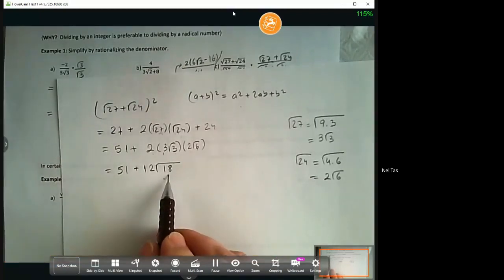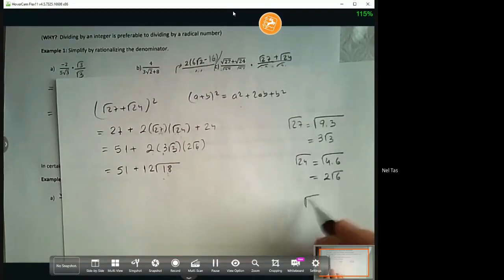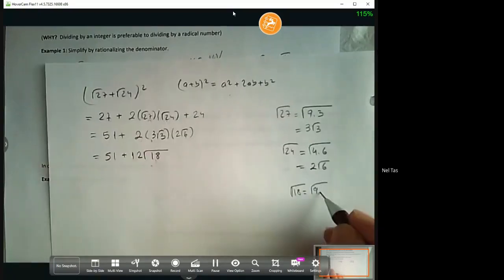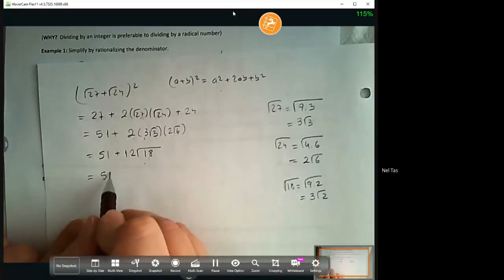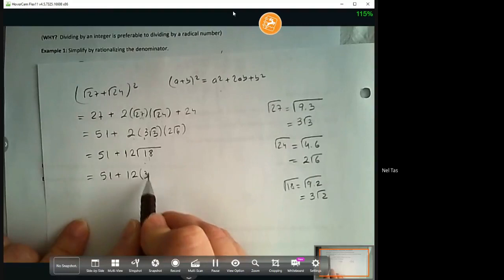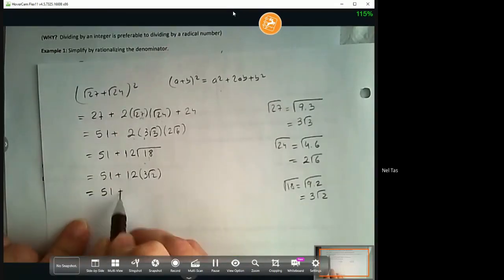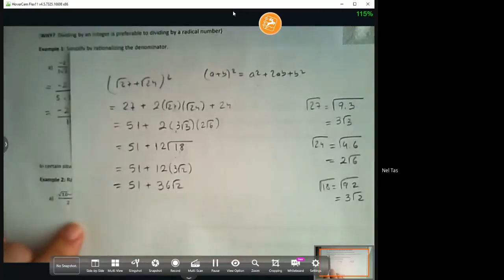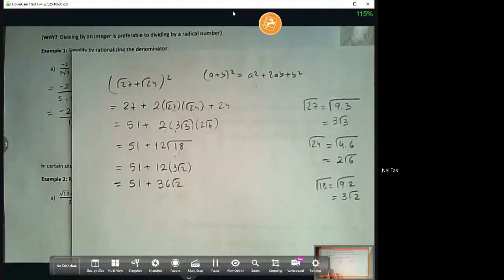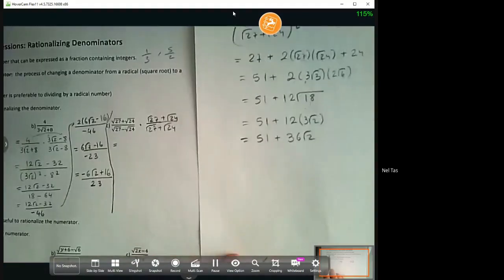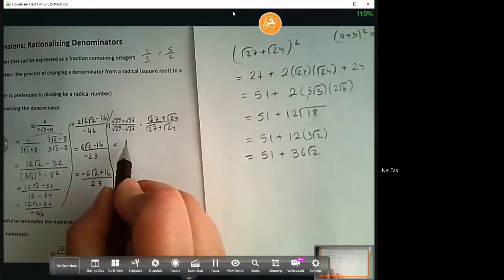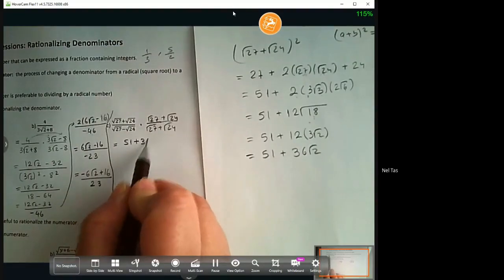You can even simplify this further. So 18 is 9 times 2, right? Root 18 is root 9 times 2, which gives you 3 root 2. So we have 51 plus 12 times 3 root 2, which is 36 root 2 here. That is the numerator. So numerator is 51 plus 36 root 2.